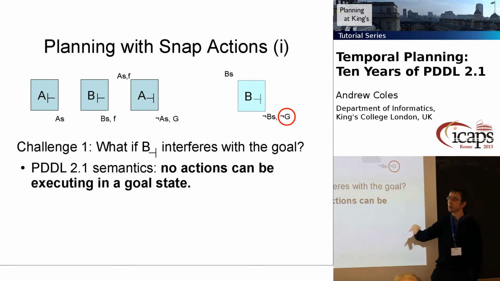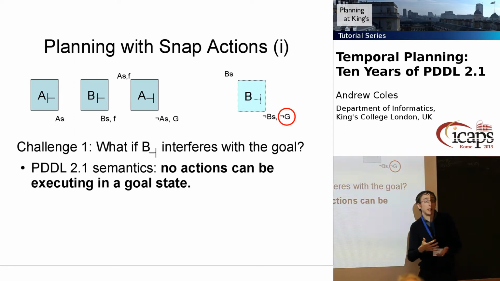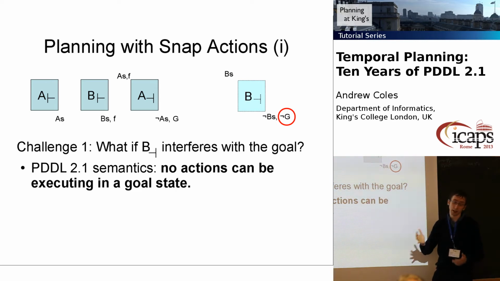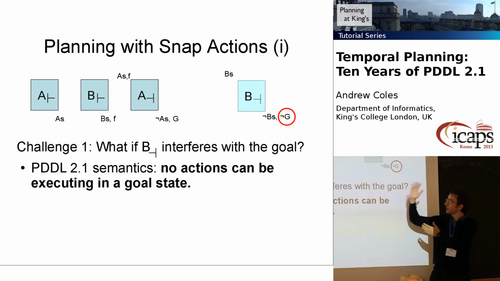So to prevent this, in the PDDL 2.1 semantics, there's a simple rule: no actions can be executing in the goal state. You might think it's slightly overzealous, but essentially it protects the goal condition, because anything which could happen in the future which could violate the goal, we forbid by insisting that we've finished all actions, so we have no obligations to anything that happens in the future.